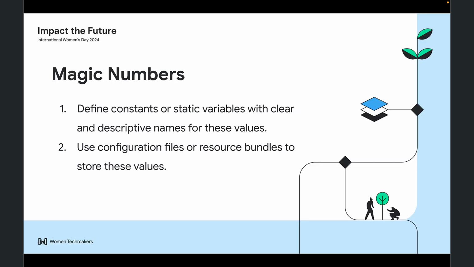And then magic numbers, like I talked about the 18, having 18 written there. So you could just call it age limit. So instead of hard coding 1 and 8, that's 18, into your logic, you can just write: if the age is greater than or equal to age limit, good. So you define constant values for the number and give it a name that's easy to understand. Or you could also use configuration files or resource bundles to store these values.